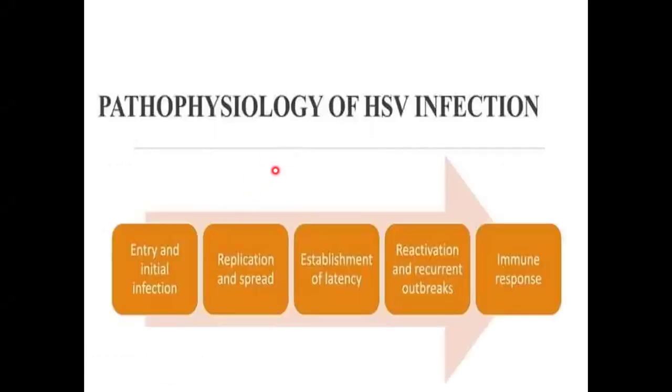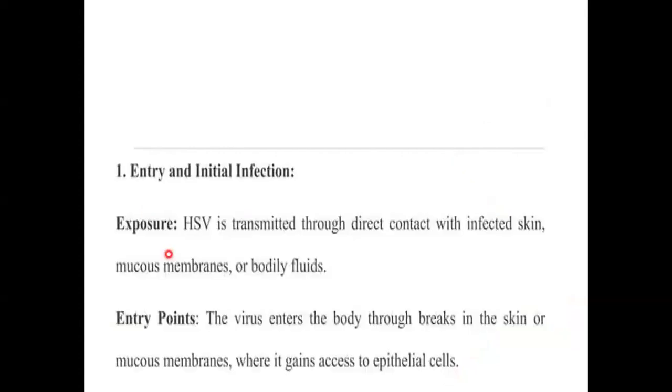Then pathophysiology. So this is how it happens. We have entry and initial infection, then replication and spread, establishment of latency, then reactivation and recurrent outbreaks, leading to an immune response. Okay, so this is how the order goes. So I'll explain.